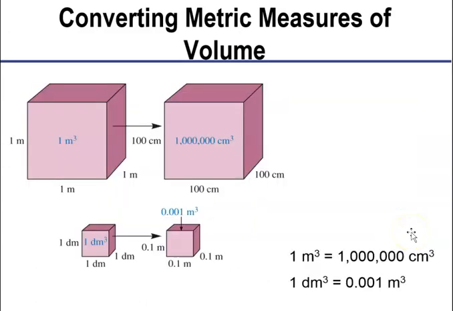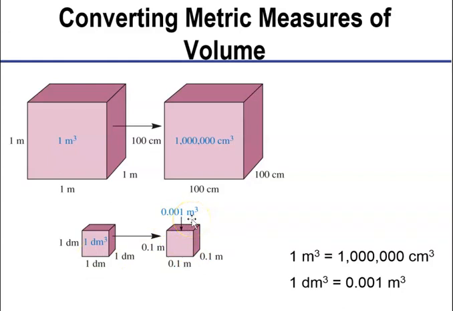What about if you're talking about meters? Well, 1 meter converted to centimeters, notice that is 1,000,000 centimeters cubed. So 1 meter cubed is 1,000,000 centimeters cubed. 1 decimeter cubed is 1/1000th of a meter cubed.